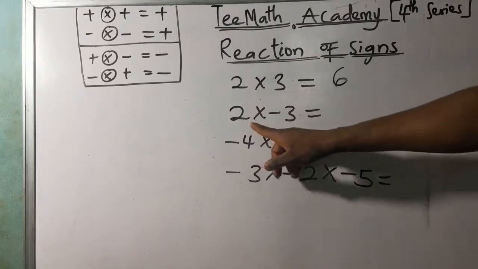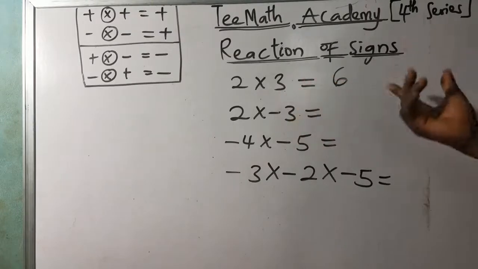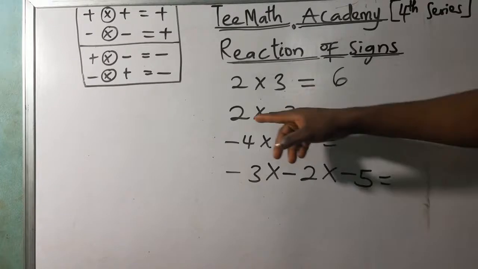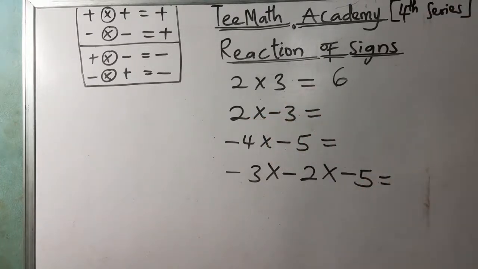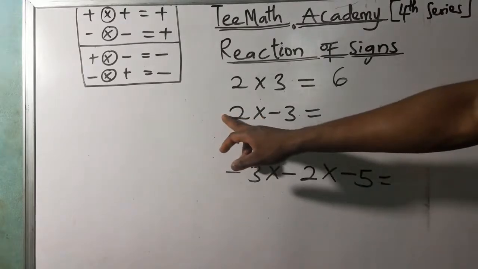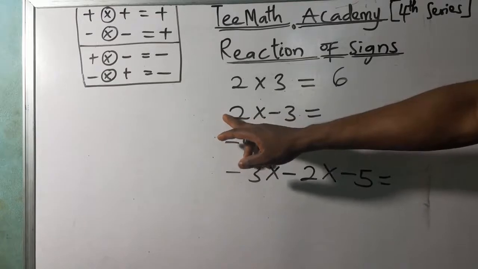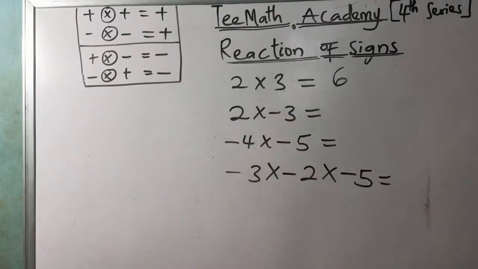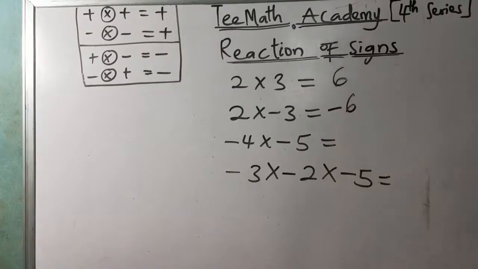Here we have 2 times minus 3. Ordinarily, 2 times 3 is 6, but you cannot expect 2 times minus 3 to still be 6. It is going to be minus 6. This is the reason: there is an invisible plus here, so it is plus times minus, the different sign, and that is minus. Then 2 times 3 is 6. Look at the next one.